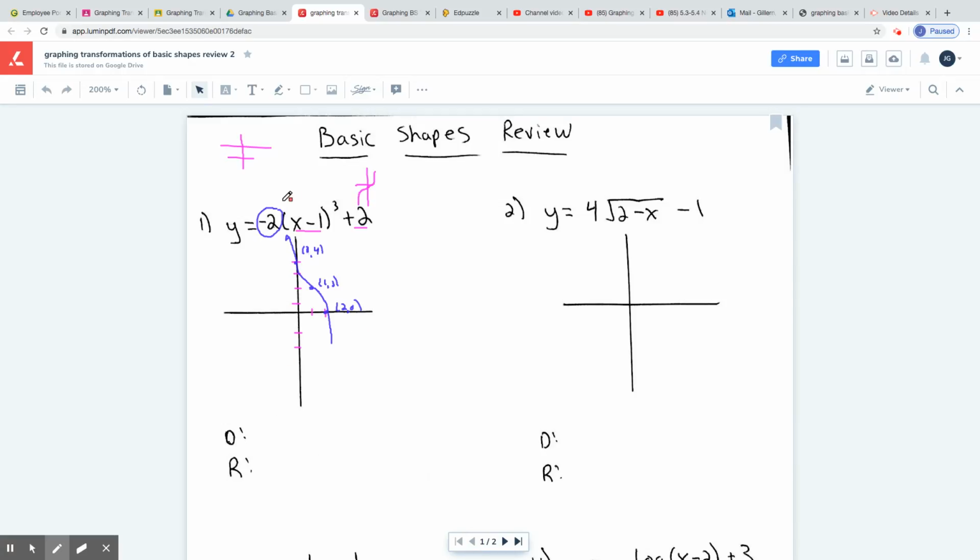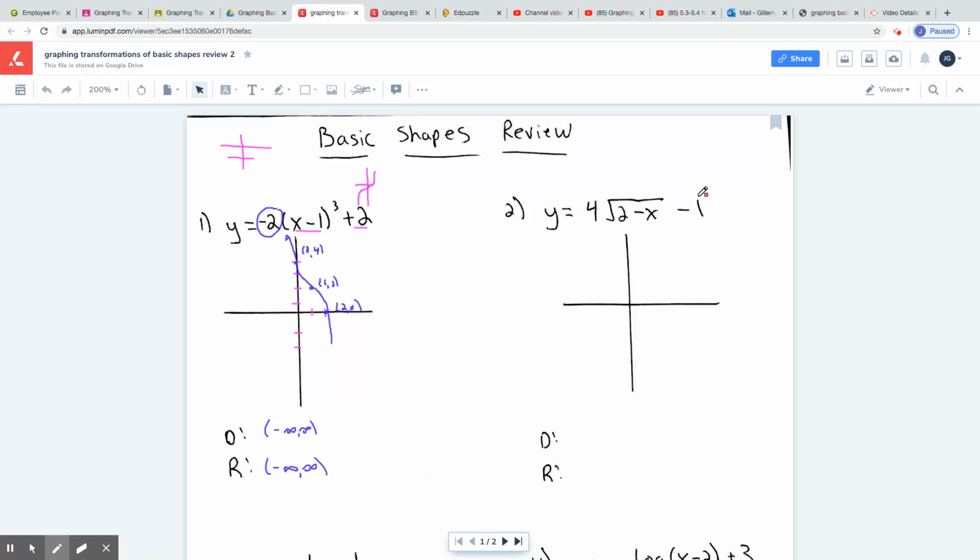If this was not a negative, if this was a positive, we would have gone up and to the right and down and to the left. So the domain and range of a cubic function are both always negative infinity to infinity. There are no restrictions.